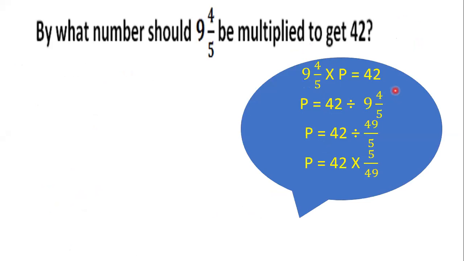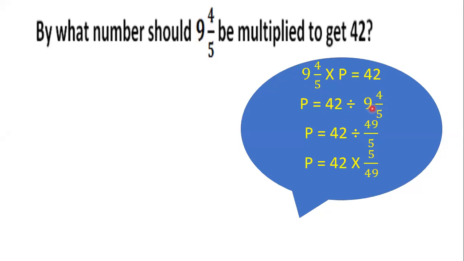Children, remember what I taught you. Whenever you have an equals to sign, consider it as a bridge. And whenever a sign transfers from here to there, it reverses. Plus changes to minus, minus changes to plus, multiplication changes to division. Okay. 42 was already there. We write divided by 9 4 by 5.